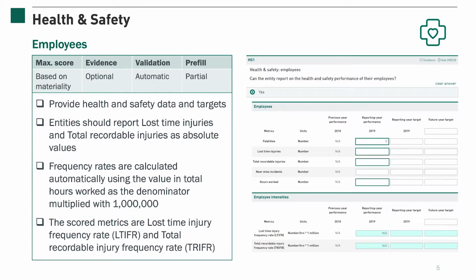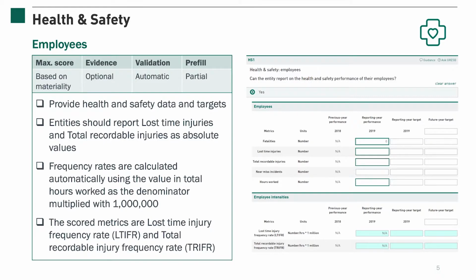The scored metrics in this indicator are lost time injury frequency rate and total recordable injury frequency rate. These are scored equally. These metrics are calculated automatically. Lost time injury frequency rate is calculated by dividing the lost time injuries metric by the hours worked and multiplying this by 1 million. Total recordable injury frequency rate is calculated in a similar fashion, but uses total recordable injuries instead of lost time injuries.